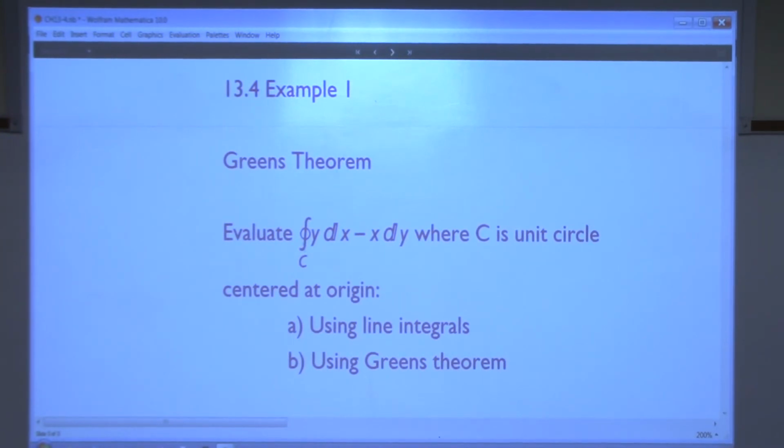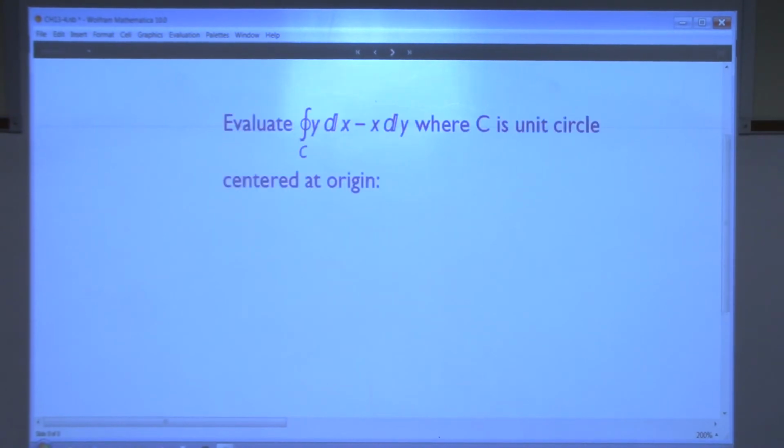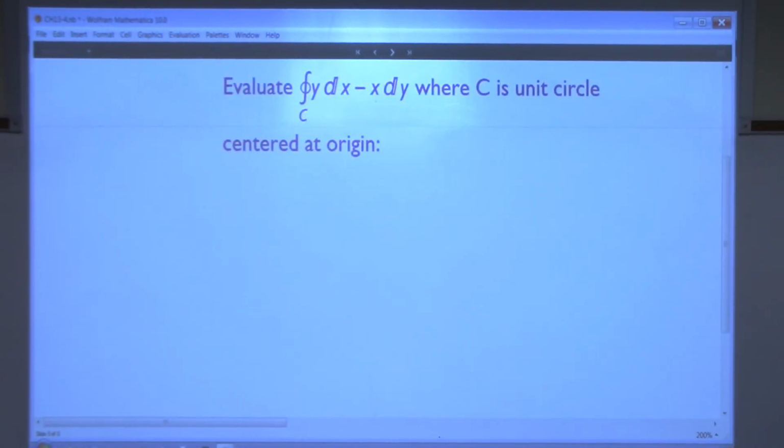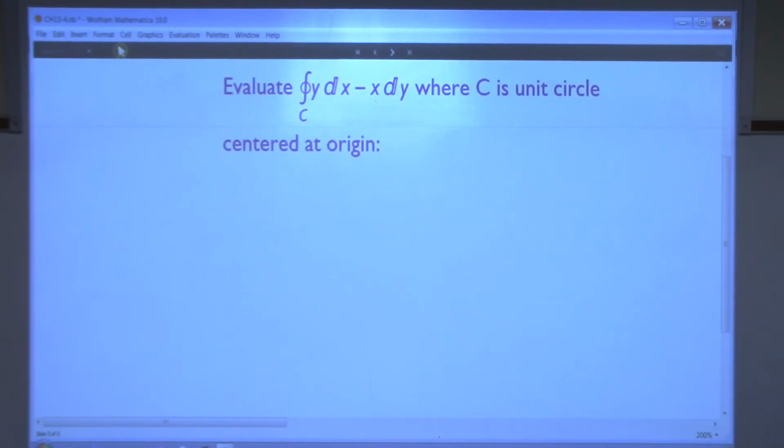All right, so I have a line integral here, and I want us to compute that line integral in 2 different ways. I want us to do it using the standard way, and then the other way would be to use Green's theorem. Okay, so let's start by doing it the standard way.